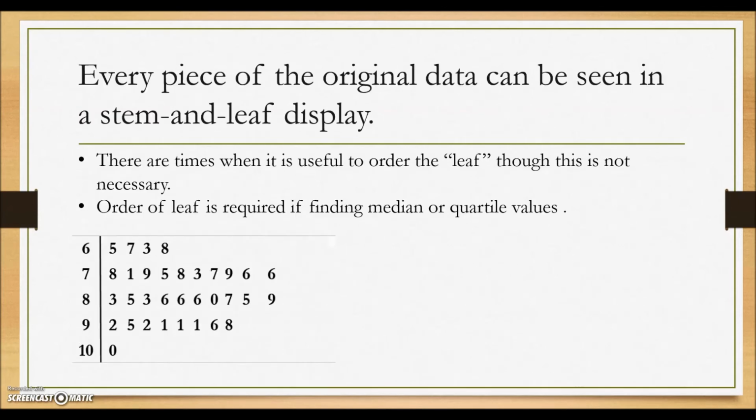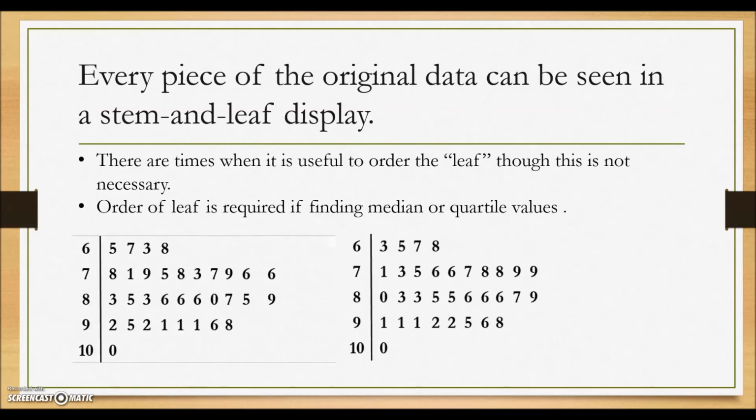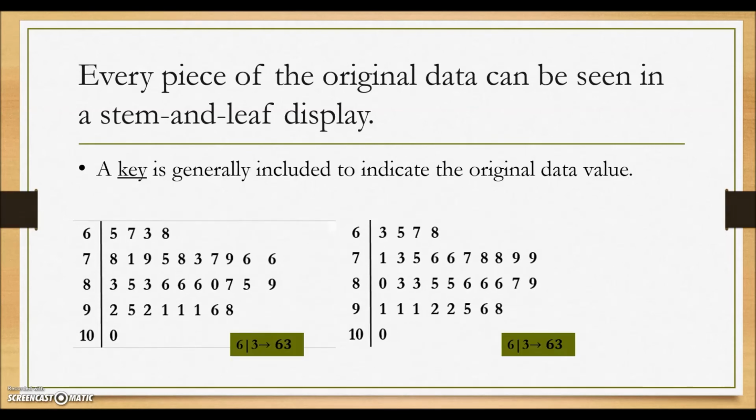There are times when it is useful to order the leaf, though this is not necessary. Order of leaf is required if finding median or quartile values. A key is generally included to indicate the original data values. And here the key, in both of these cases, the unordered leaf and the ordered leaf, we have a 6, vertical line, 3, indicating that the original form of the number was 63.